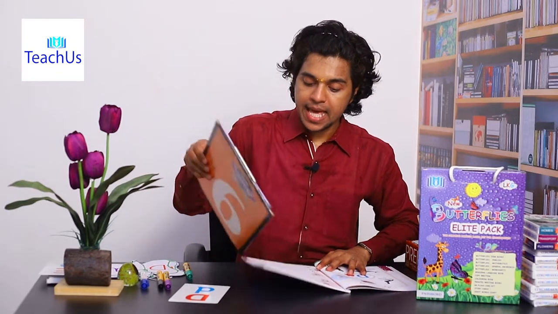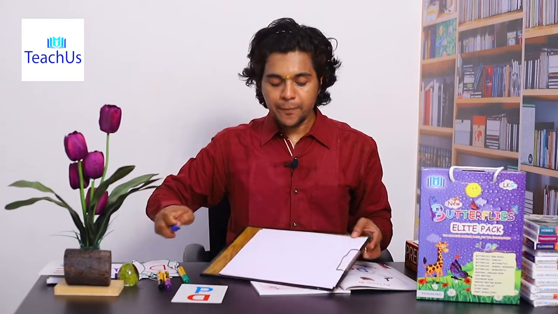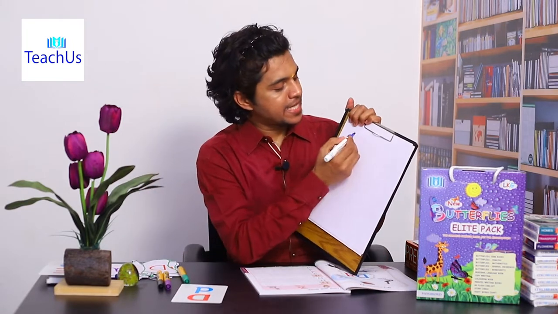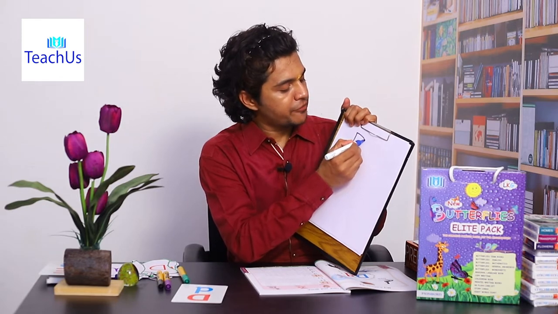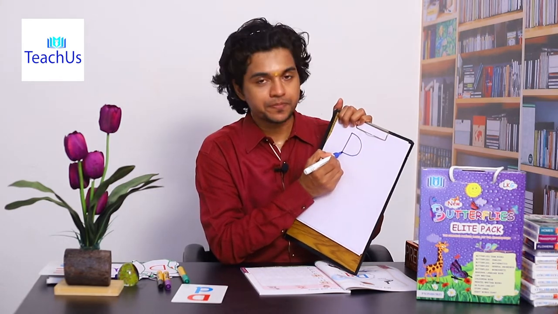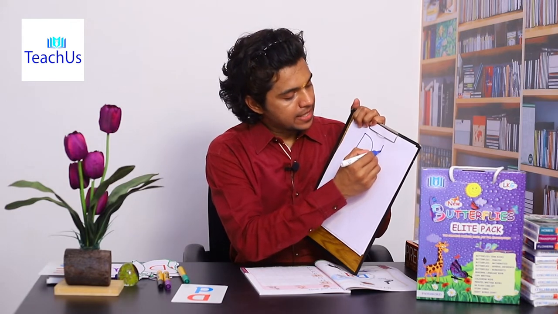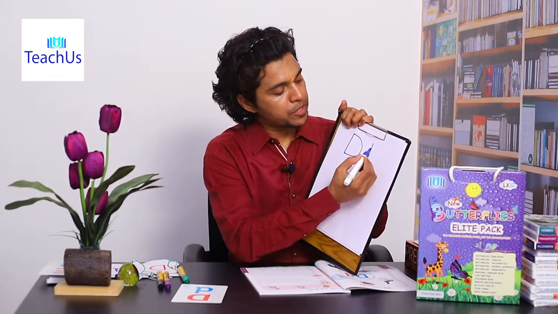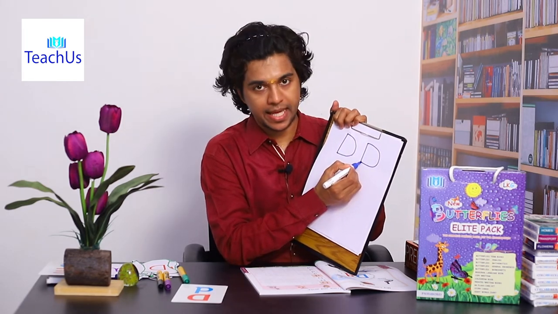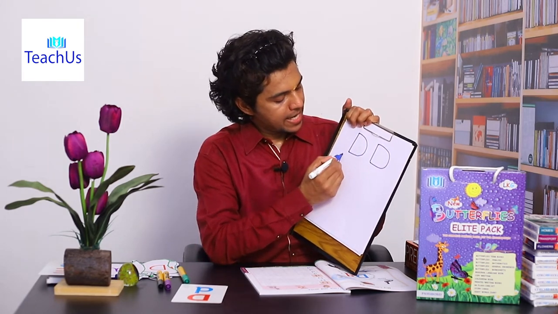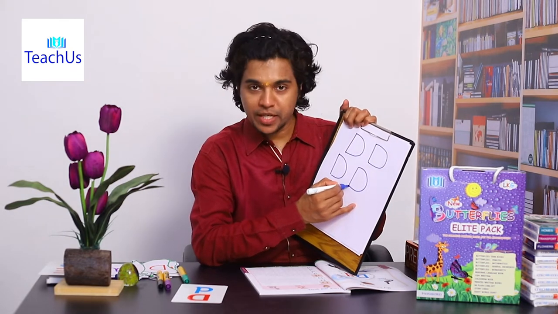We will write the capital letter D and small letter D. Capital letter D has a standing line from top to bottom, then a curve starting from the top and ending right like this. Once again, like this. So will you practice?